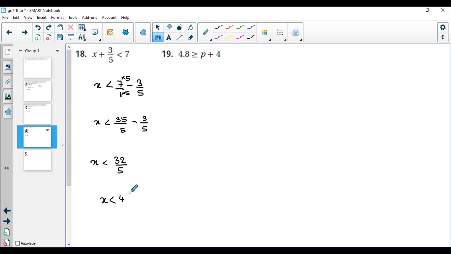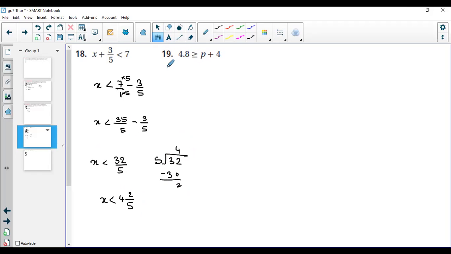Now what we have to do is we have to divide this 32 by 5 to change it to a mixed number. So this will give you 4. So the quotient is written as a whole number, the remainder is written as the numerator, and the denominator remains the same. So x is less than 4, 2 over 5.